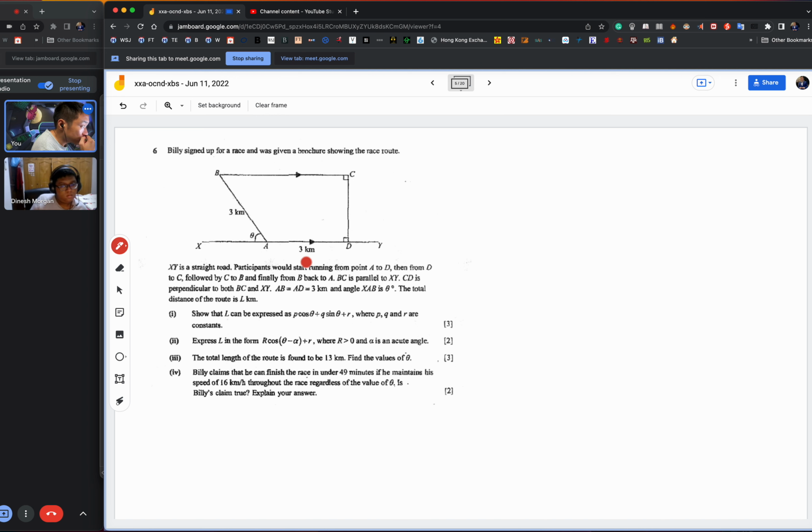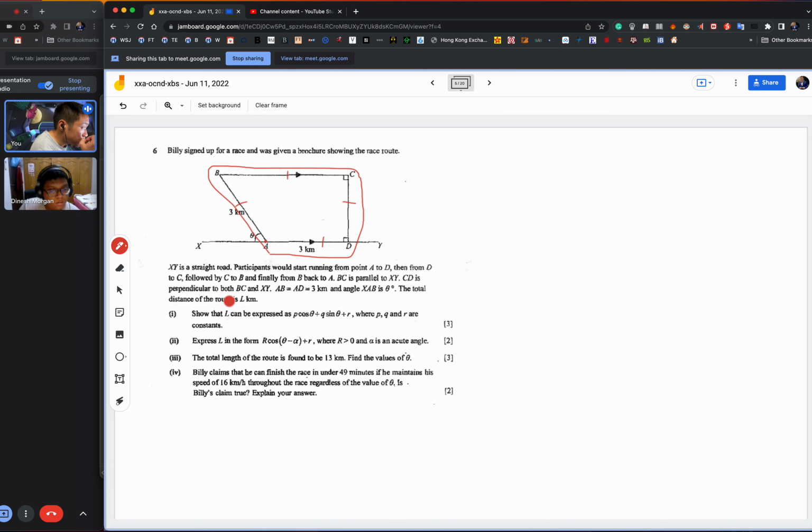So you are asked to find the distance from point A to point D. Then from X to Y is a straight road. So the participant will start running from A to D, then D to C, then C to B, then B to A.